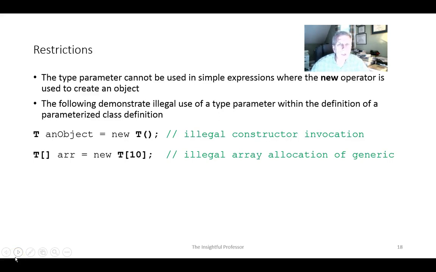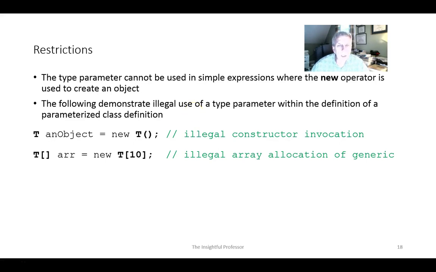There are some restrictions on the use of the type parameter within expressions that are part of the code for your generic class. For example, the type parameter cannot be used in expressions where you're using the new operator to create an object. What does that mean? It means that you really cannot invoke a constructor in quite the same way that you would do it with a conventional class, a non-generic class.